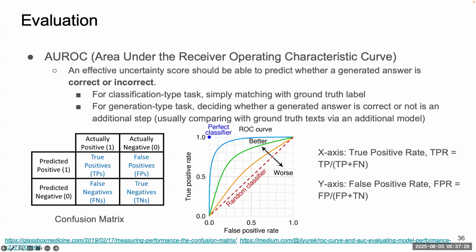And the higher the AUROC, the closer it is to the upper left point, which is going to be 1. It means your uncertainty score is doing a great job at distinguishing between correct and incorrect answers.